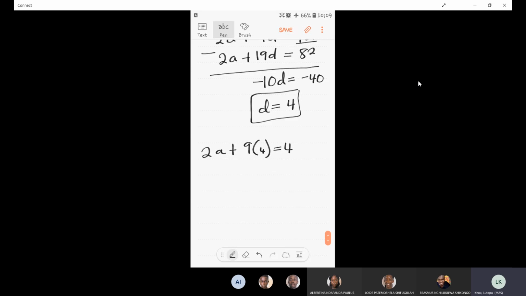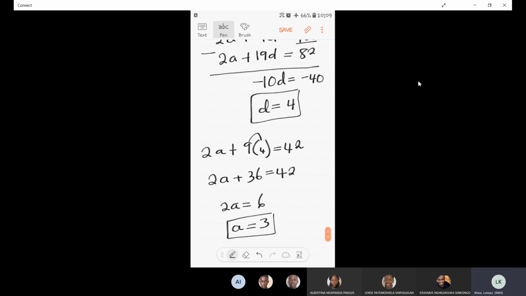Then I multiply the 9 and the 4. Then I get 2a plus 36. This is equal to 42. And then 2a is equal to 6, this means that a is equal to 3.